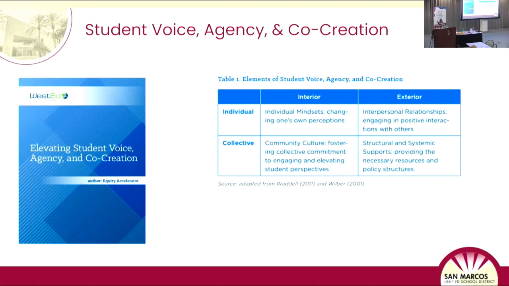The exterior piece, what are the interpersonal relationships? So how are we interacting with our young people, with our colleagues? And then structural and systemic supports, what's happening on our school campuses and what's happening in our districts so that we have systems that actually make this a reality.